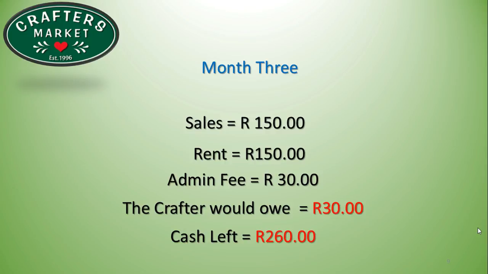Again, let's do the maths. 150 Rand sales minus the rent of 150 Rand minus the administration fee of 30 Rand means you owe the company for the third month running, this time 30 Rand, which means you now only have 260 Rand cash left. Remember, there was 300 Rands worth of stock placed in the store in the first month. Now over the 3 months, 200 Rand have sold, which now means that the shelf is looking really empty.